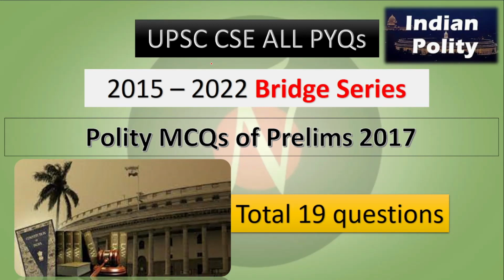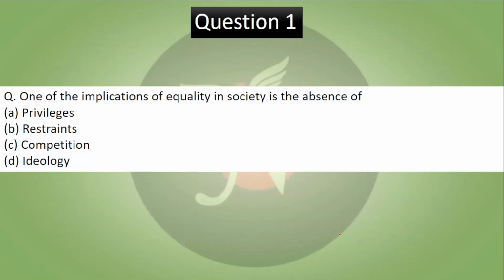Today in the bridge series we will be discussing polity MCQs which came in Prelims 2017. So the total number of questions which came that year were 19 questions. We'll discuss all of them. So let's start. Question 1.